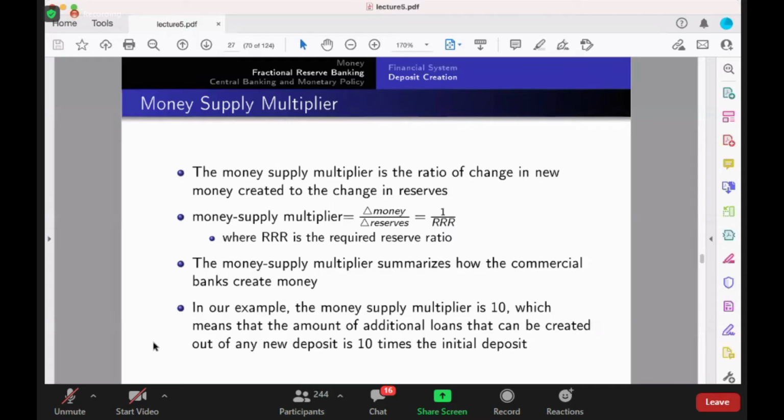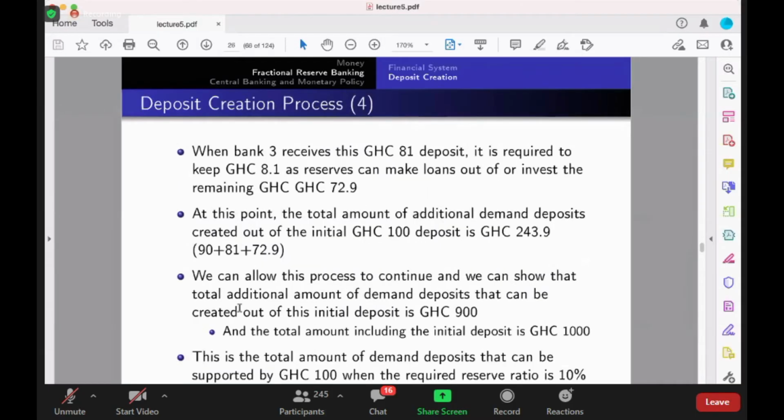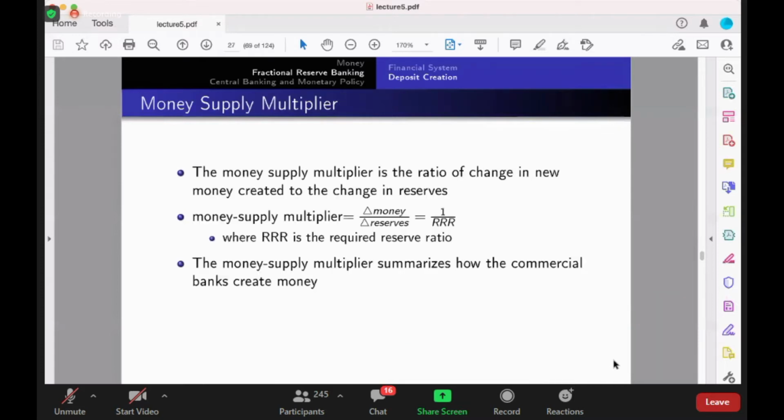Out of the 100 cedis that was given initially, if the banks follow their deposit creation processes, the total money that they will make is supposed to be 1,000 Ghana cedis. We can simply rely on the money multiplier to tell how much money can be made from a certain initial deposit.